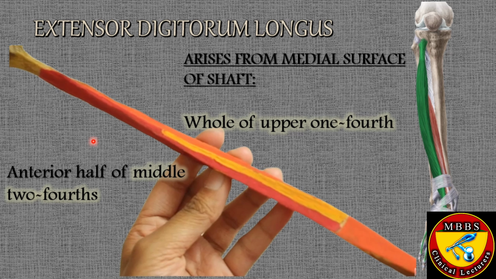So it arises from the whole upper 1/4. As you can see, this is the whole upper 1/4 of the medial surface. This orange is not the medial surface. This elevation is the medial crest, not the medial surface. The medial surface is just this dark red color. The orange color medial to it is not medial surface, remember. The medial surface is just this much.